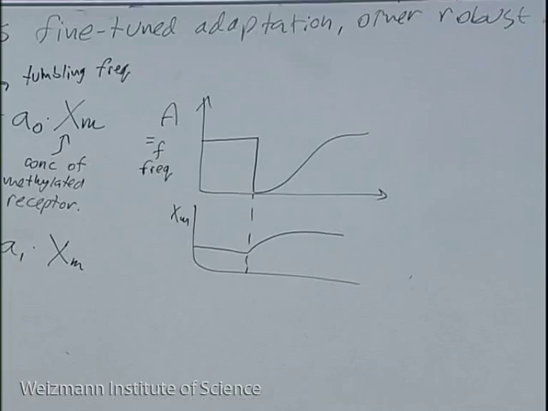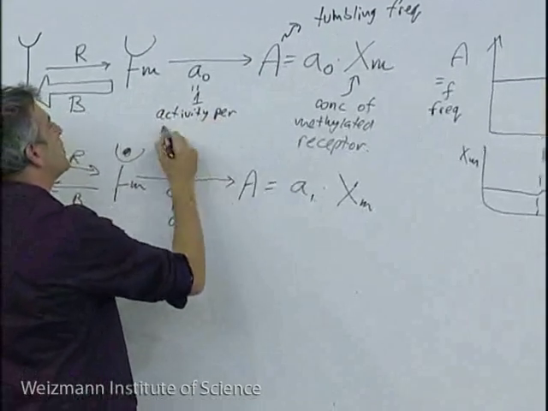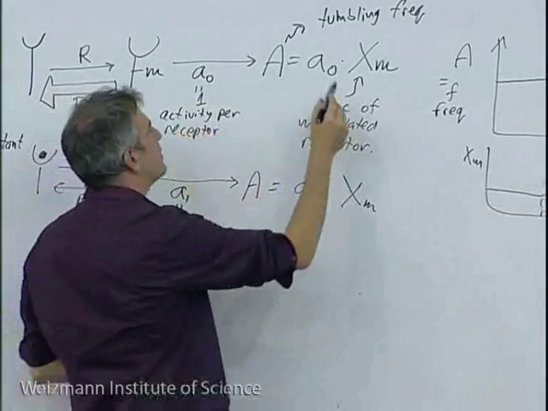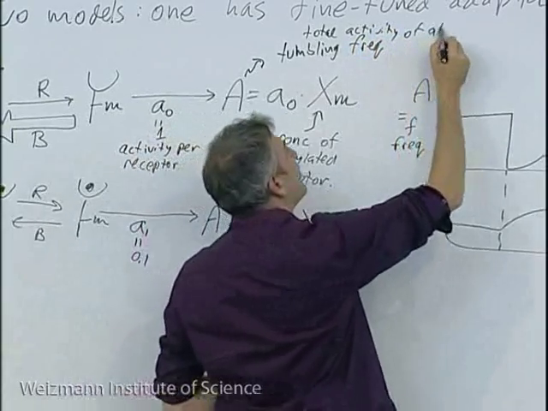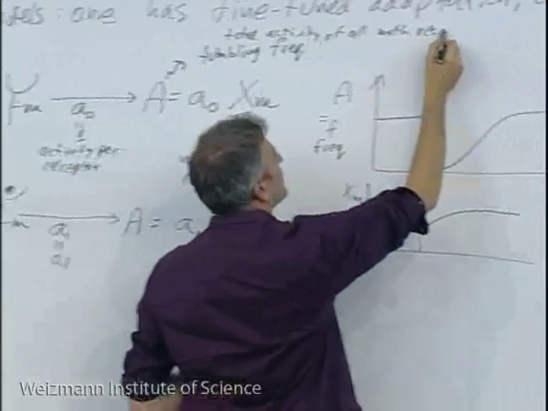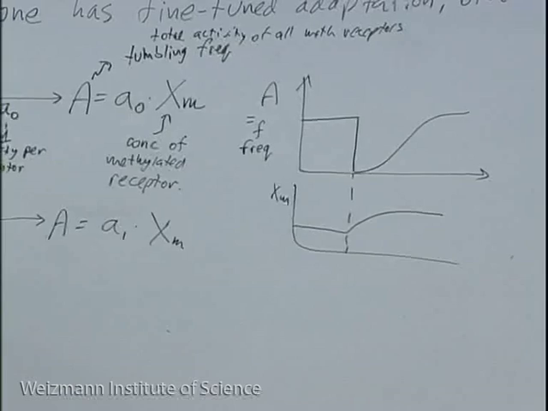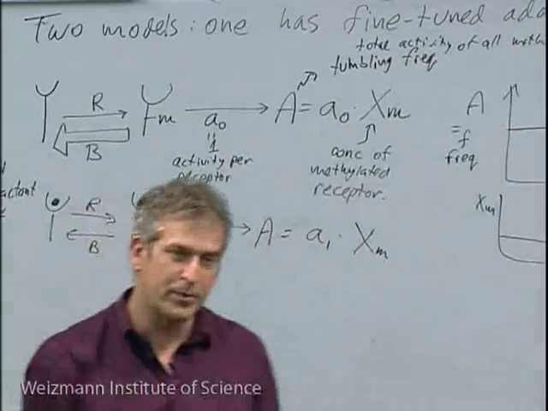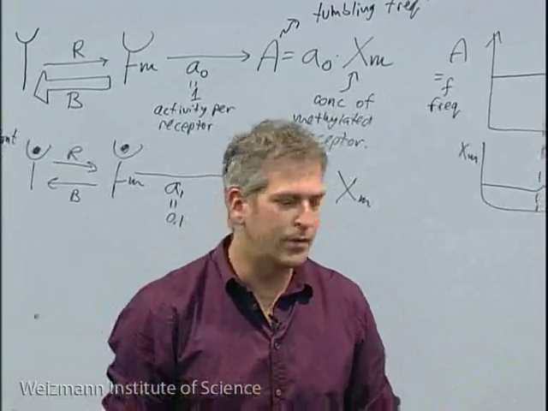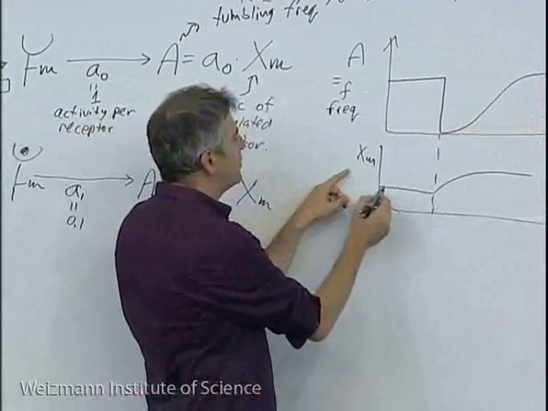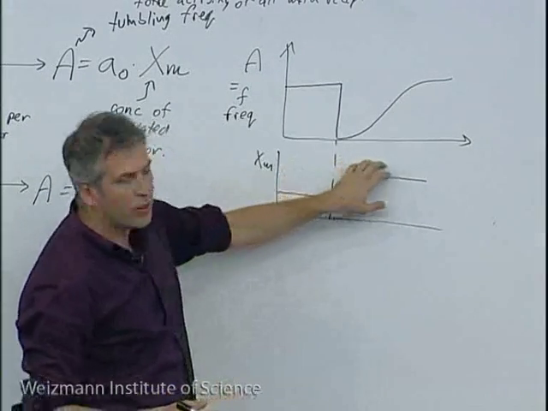A0 and A1 represent what? This is the activity per receptor, and this A is the total activity of all the methylated receptors, or all the receptors, right? So you're assuming there are a lot of receptors? Yeah, each receptor, as I said, is 1,000 copies of each receptor. And so you have to sum up over all of them. And the concentration of methylated receptor goes, let's say we start from 500 per cell and we end up at 1,000 per cell or something.